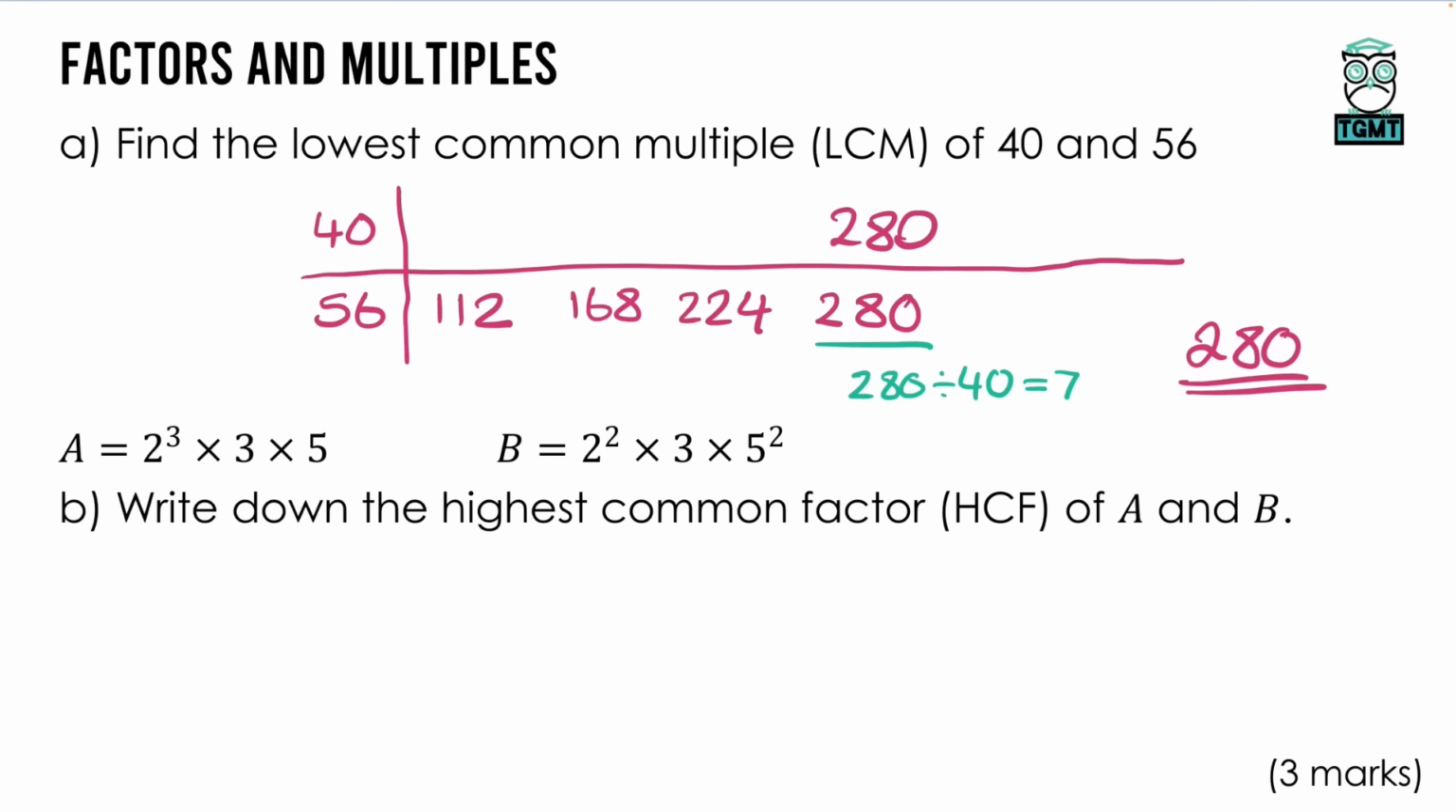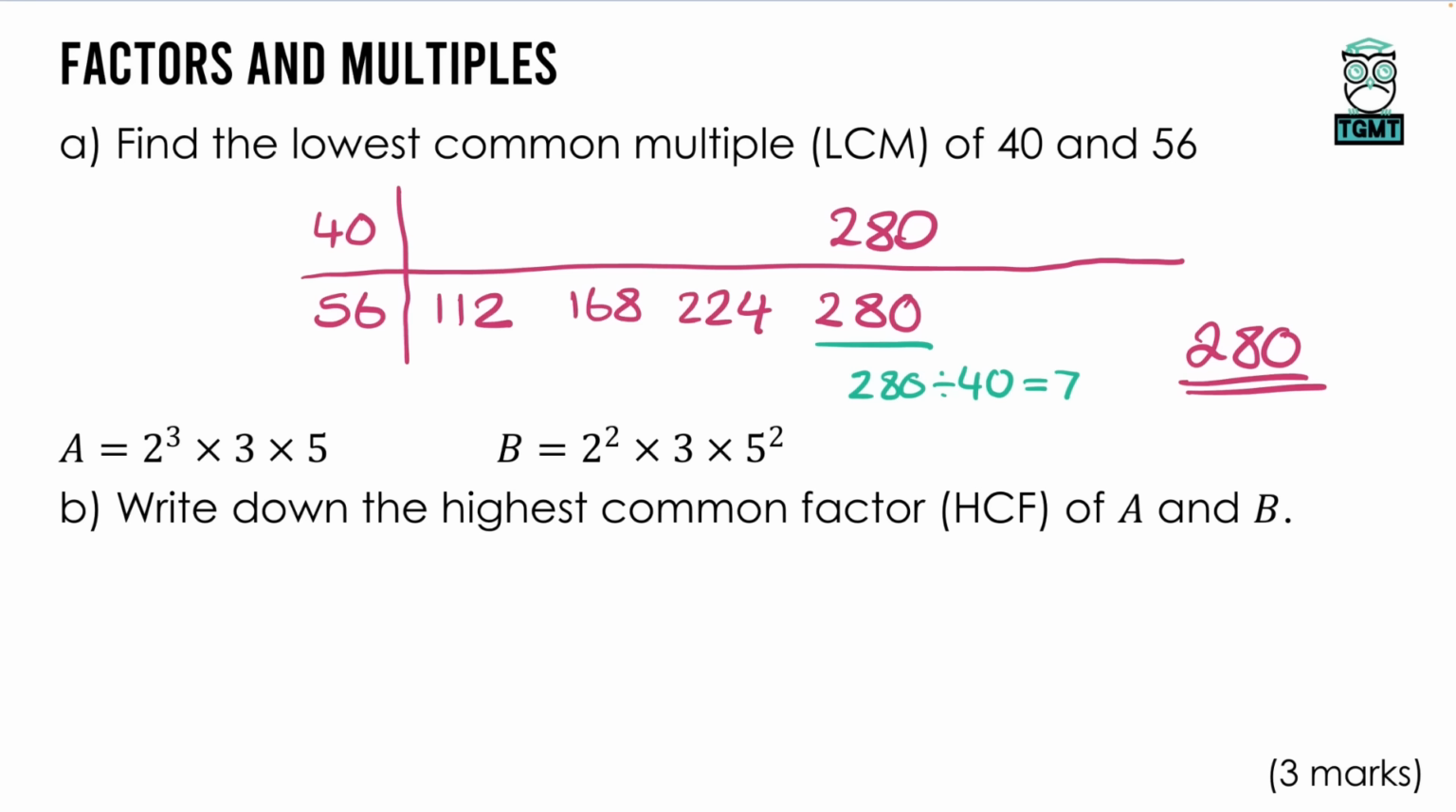Now for part B, we are given two numbers as a product of prime factors, and it says to write down the highest common factor. Now this is typically a 1-mark question, and what we could do is we could type these numbers into the calculator and apply a highest common factor method. However, these are quite large numbers. 2 to the power of 3 times 5 is 120, and 2 squared times 3 times 5 squared is 300.